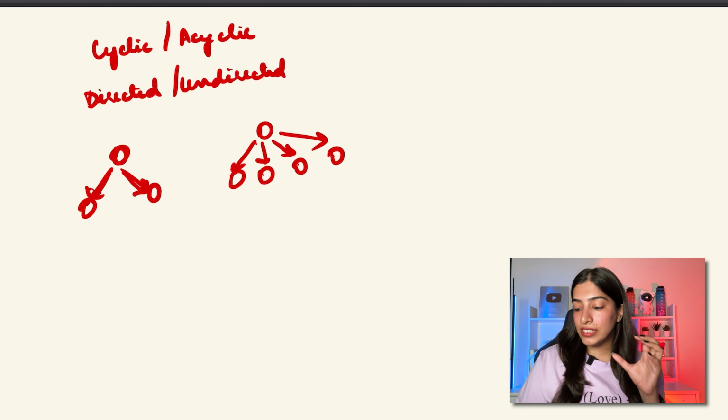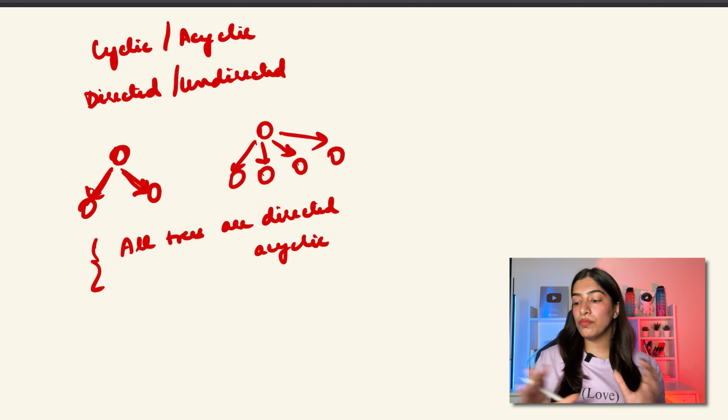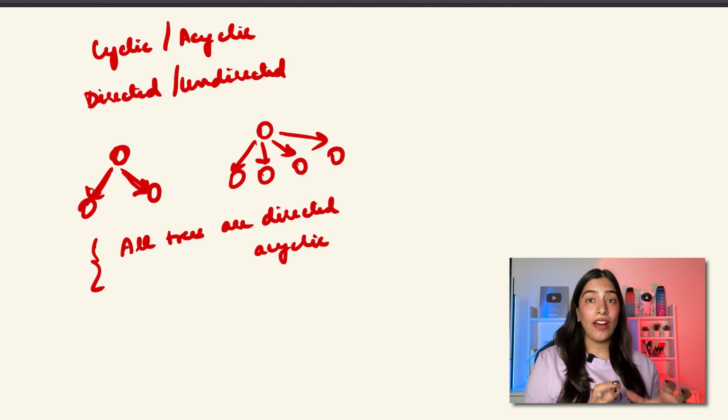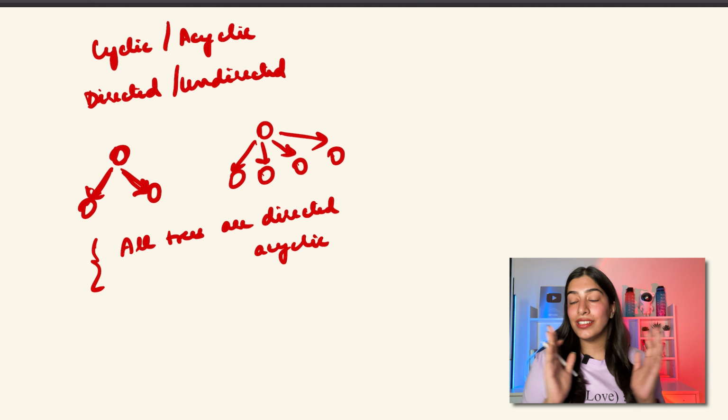So, all trees are basically directed. All trees are directed graphs and they are all acyclic, correct? Versus graphs may be directed or undirected as we saw, and they may be cyclic or acyclic. So all trees are directed graphs and they are acyclic. Your graphs may be directed or undirected. Your graphs may be cyclic or acyclic. Now this is just to make you understand the differences.